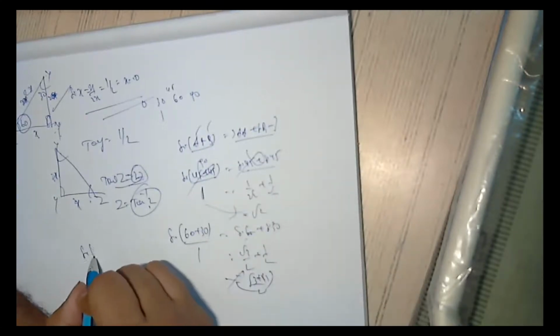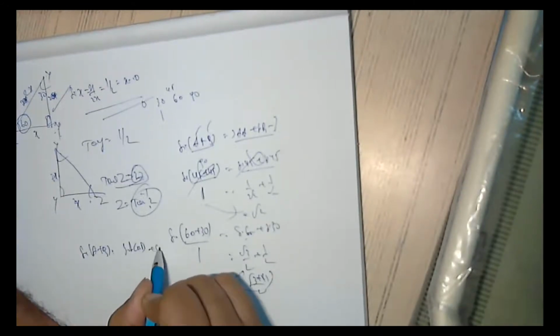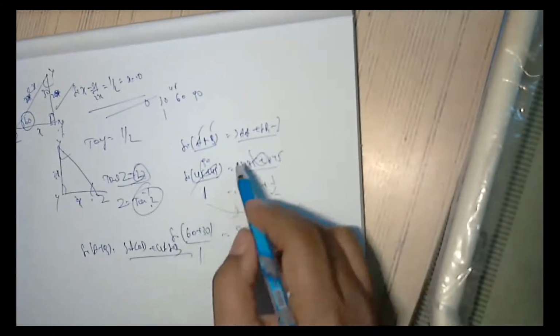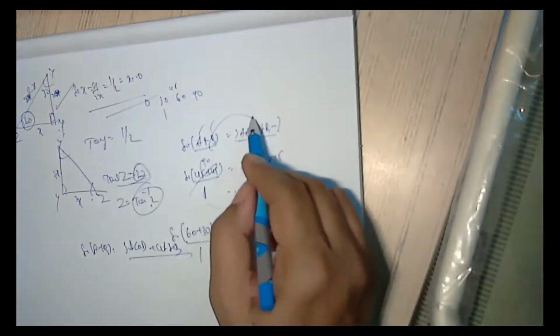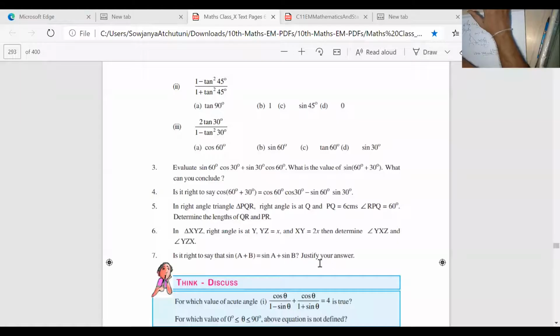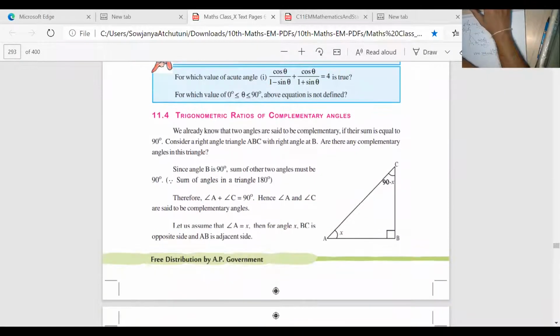Actually, there is a rule. Sin of A plus B is equal to sin A cos B plus cos A sin B, which we learn in later stages. But at this stage, we should learn that this is simply not a separate sum. This is wrong. So let us see complementary angles.